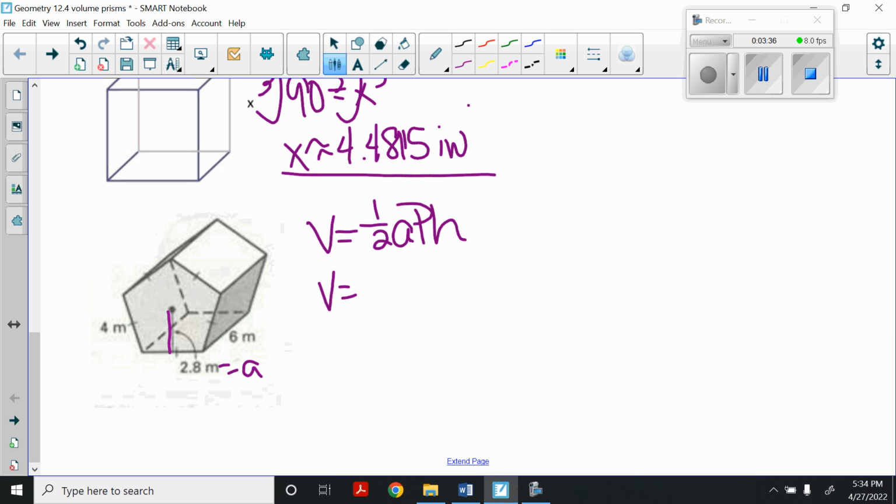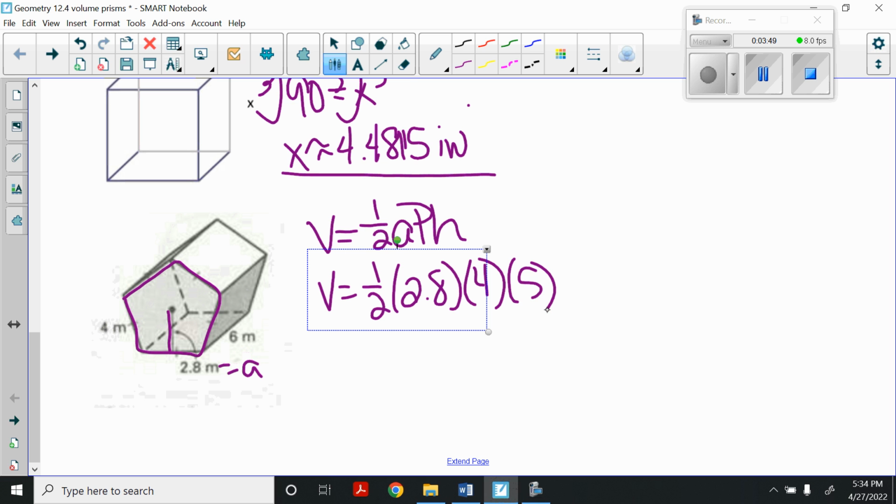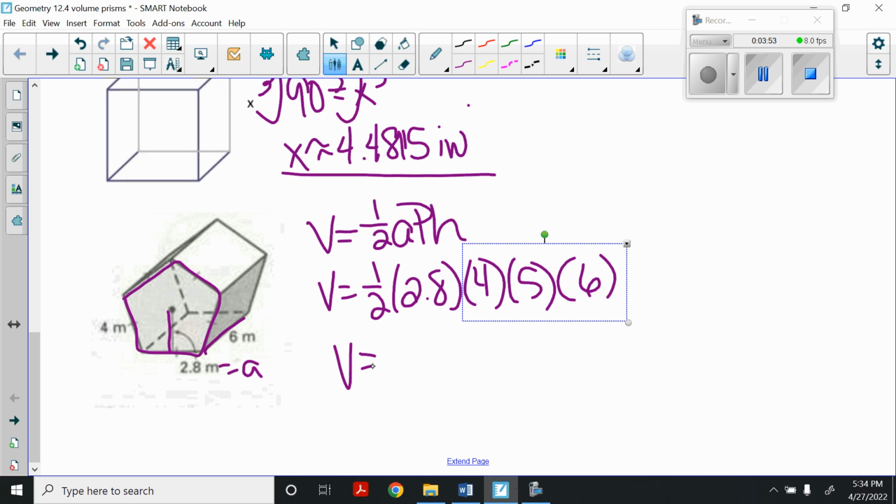So the volume is equal to 1/2, the apothem 2.8, the perimeter, so each side is 4. There are 5 sides, so 4 times 5. And then the height of the entire prism is 6. So I just want to multiply all of this together. When I multiply all of that together, I end up with 168. My units were meters. It's volume, so it's cubed.